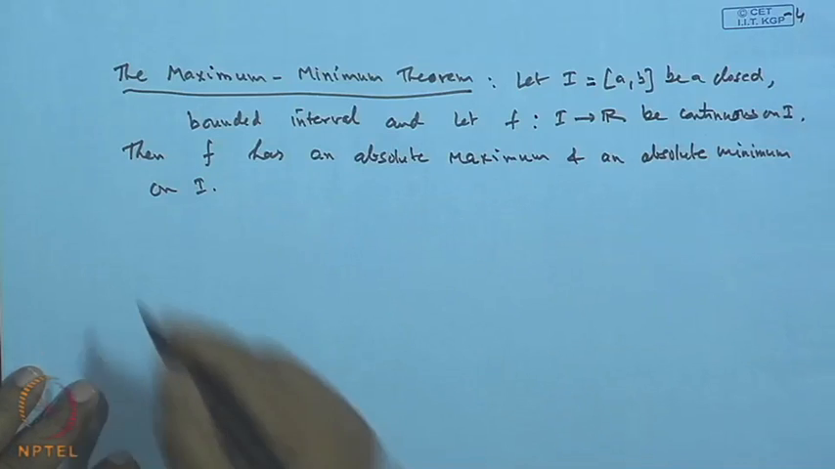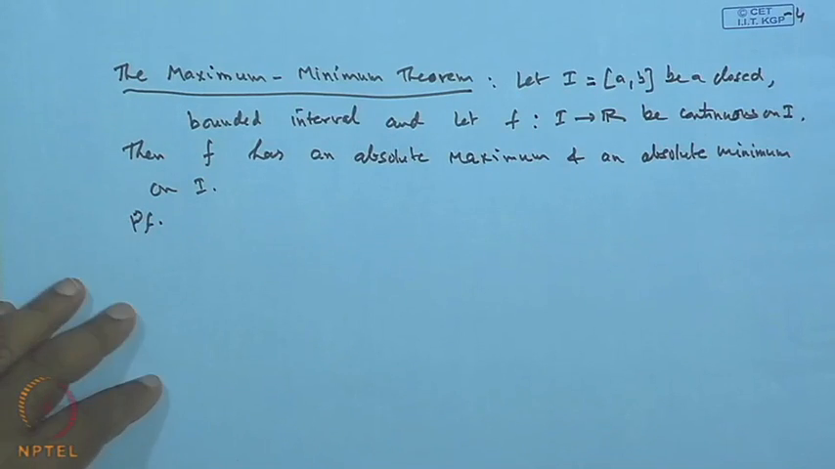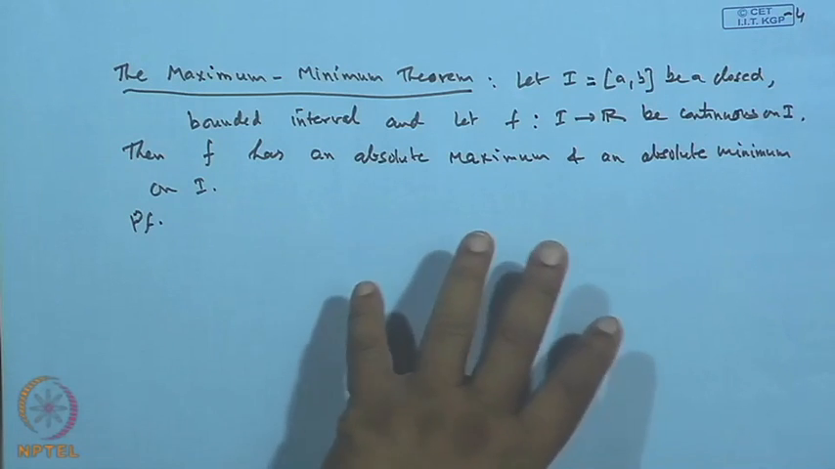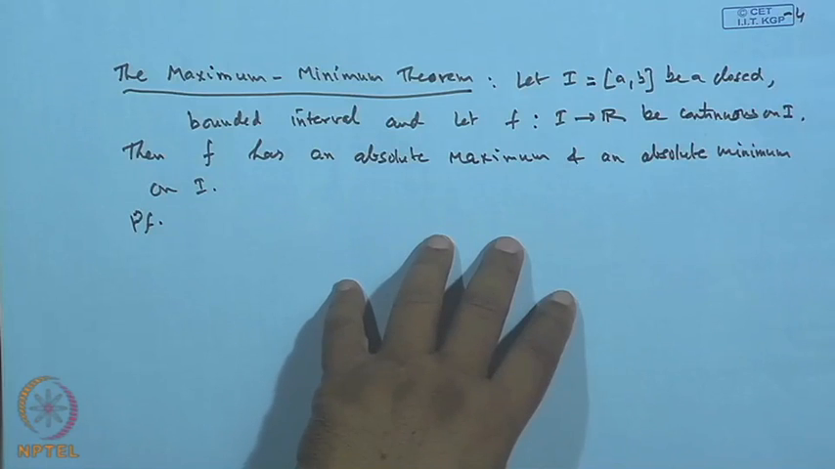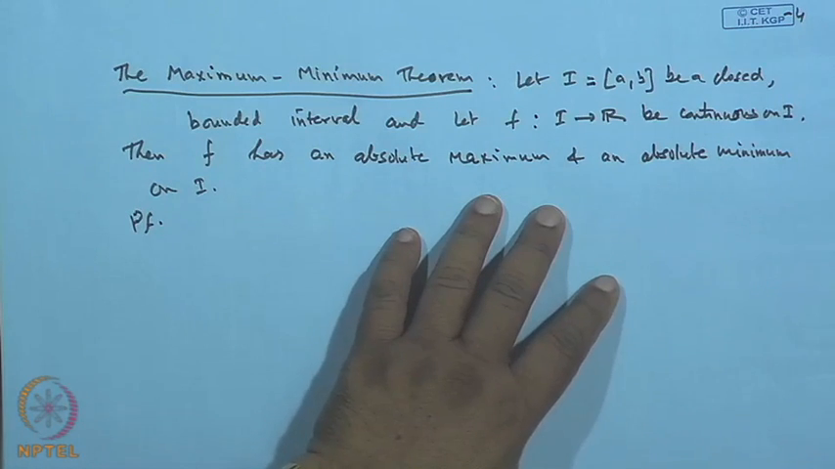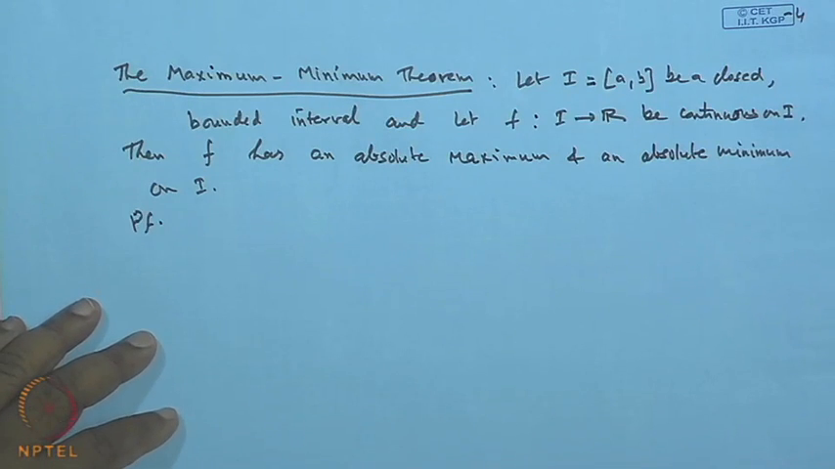So, before the proof, what is the absolute maximum? We mean that if a function is from A to R, then f has an absolute maximum at a point if there exists some point x star such that f of x star is greater than or equal to f of x for all x, and an absolute minimum when f of x lower star is less than or equal to f of x. That is the way we have introduced the maximum of this function. We will discuss this after the proof.